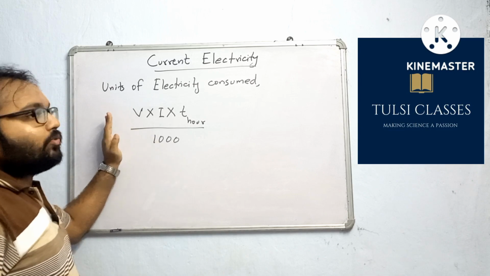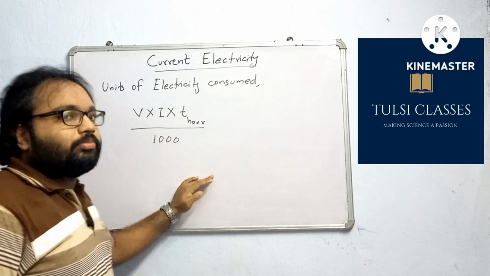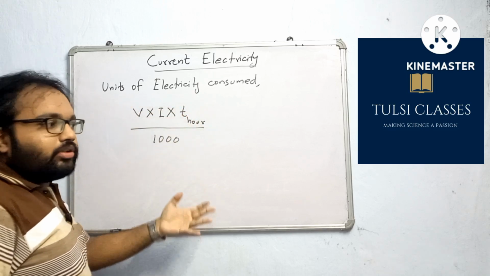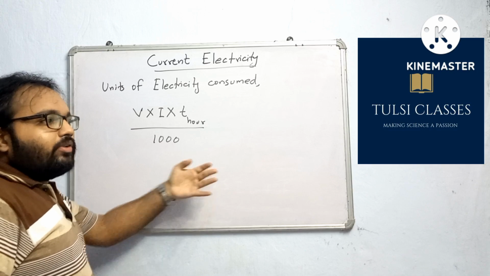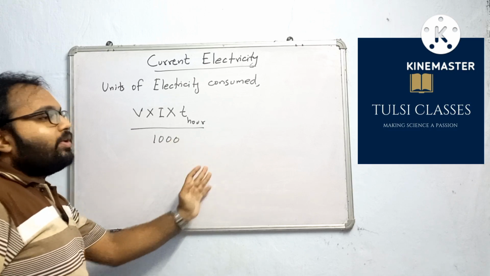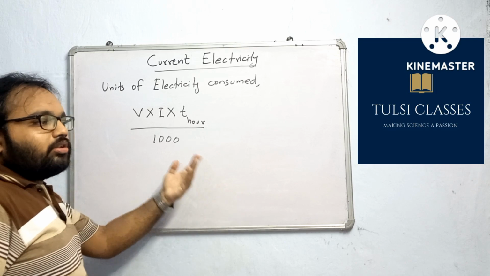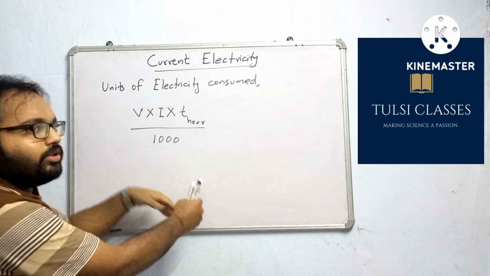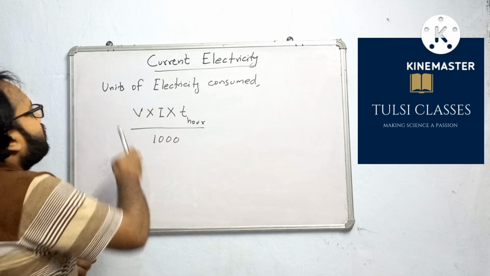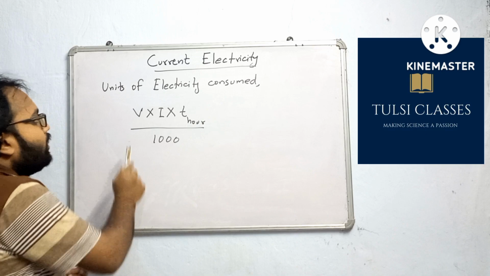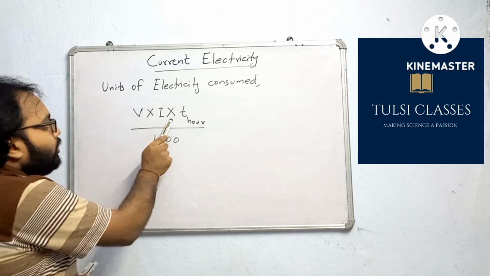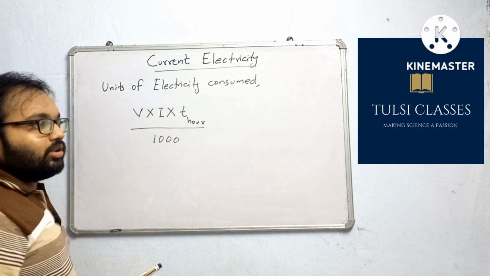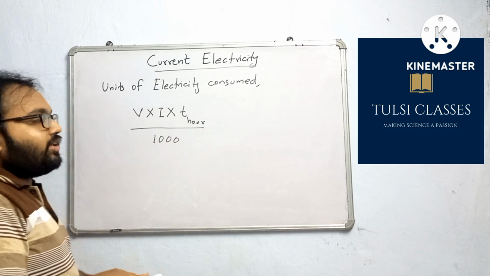Now friends, this is the last formula for today's video because the video is becoming longer. The last formula says units of electricity consumed. You know, in our home the electricity bill is there, 500 units, 800 units, and accordingly we pay the bill. Suppose 5 rupees per unit is the amount that we have to pay, then we will multiply the units that we have consumed with 5 rupees. So how to calculate units of electricity consumed? The answer is V into I into T, with T in hour, divided by 1000. This will give you how many units of electricity has been consumed.